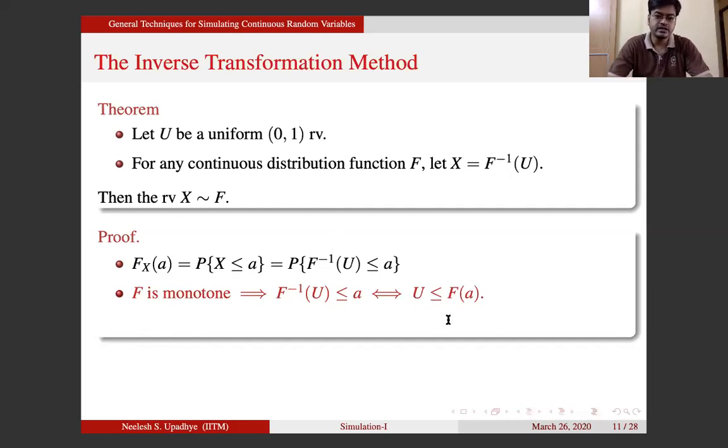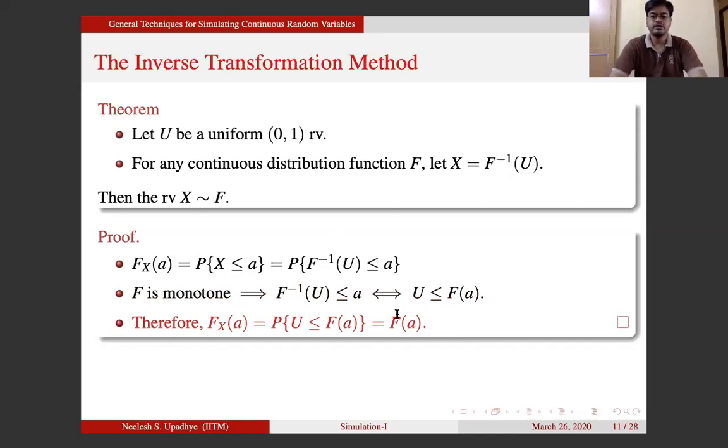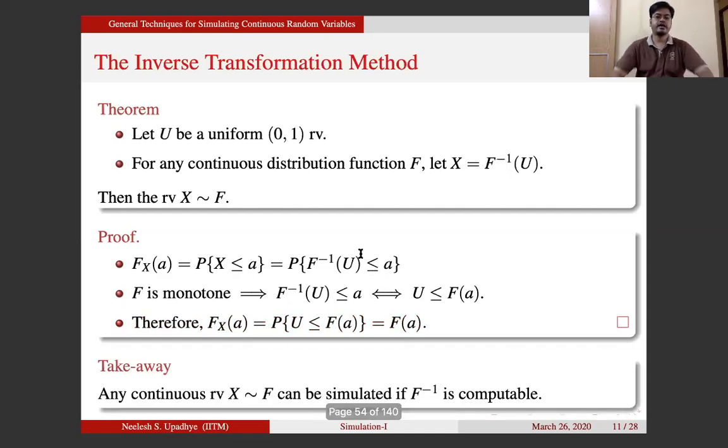And if this is the case, what is the probability of U less than or equal to F of a? Because U is a uniform random variable, the probability of U less than or equal to F of a is F of a. Therefore, I have proved that X has a distribution F. So what is the takeaway from this particular theorem? The takeaway is you can actually simulate any continuous random variable if F inverse is computable.